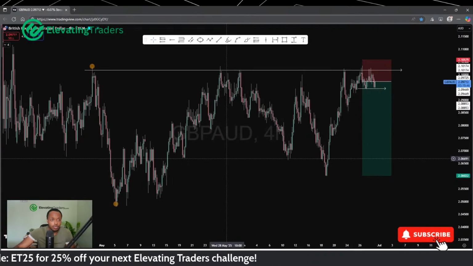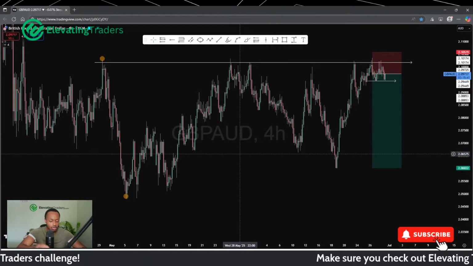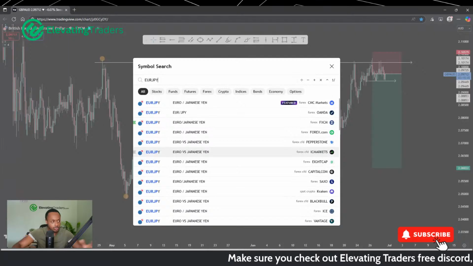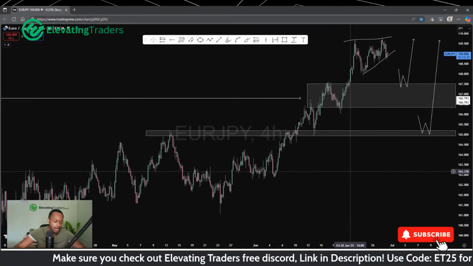I'm not seeing a crazy amount of setups. I'm seeing a good few. I'll go through my watch list. Euro yen's on the watch list, which of course we just spoke about. I quite like Euro yen, so keeping it very close for some pullbacks there.